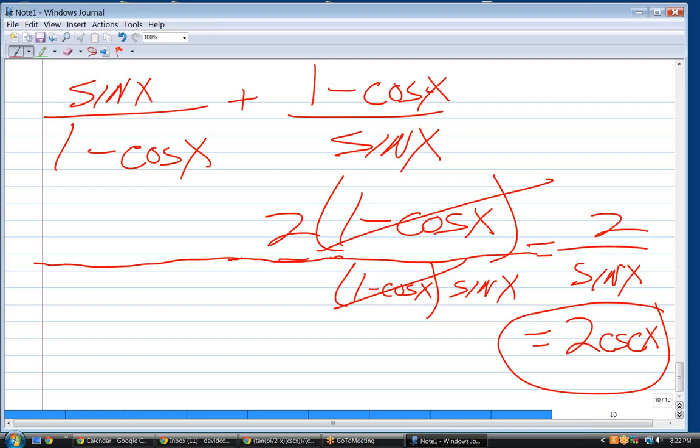Okay? In other words, sine is not more fundamental than cosecant. It's the same, it's just a different trig function, and like I said, if you can give it without a denominator, you always want to do it. All right. Okay.